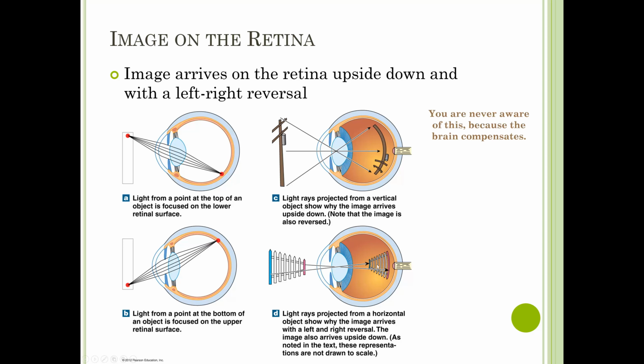So you're never aware of this because the brain compensates so that you see everything right side up and correctly oriented. But this does become important, like if you're an eye doctor and you need to know what part of the retina is damaged, this can help you figure it out.